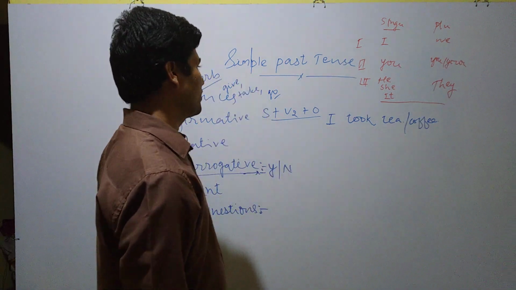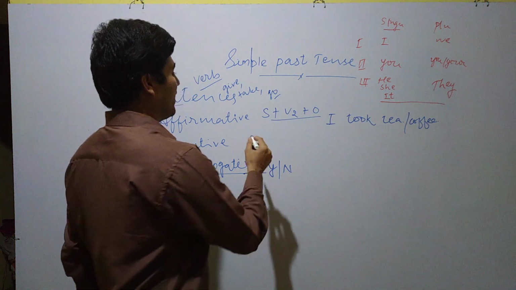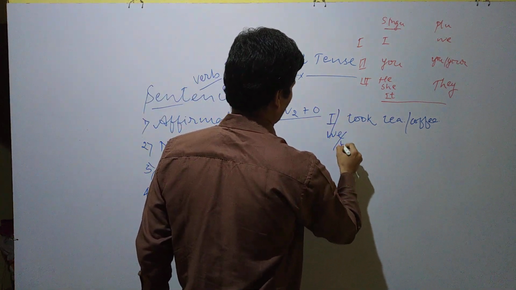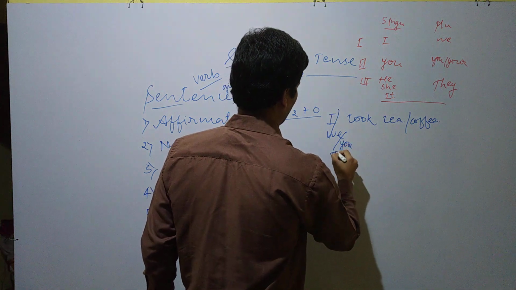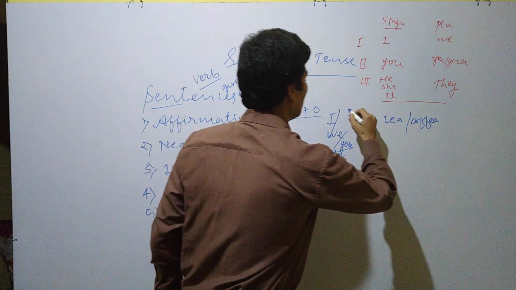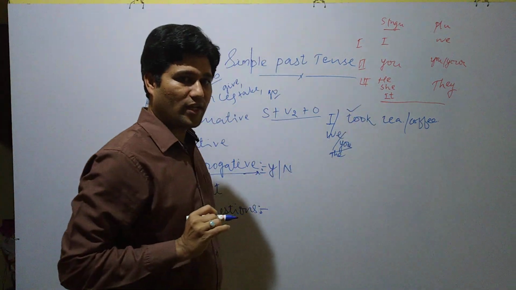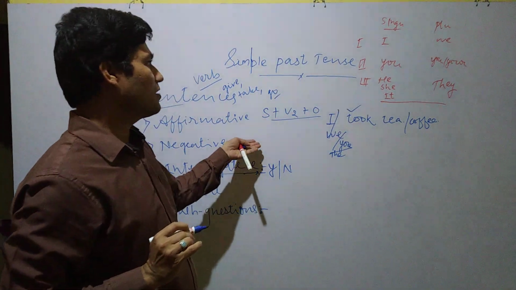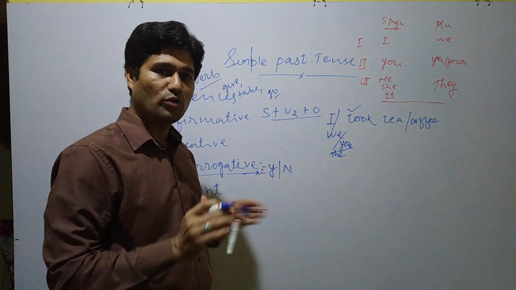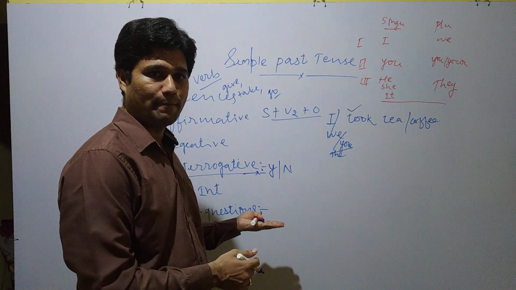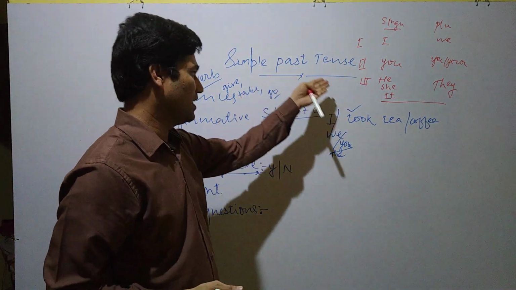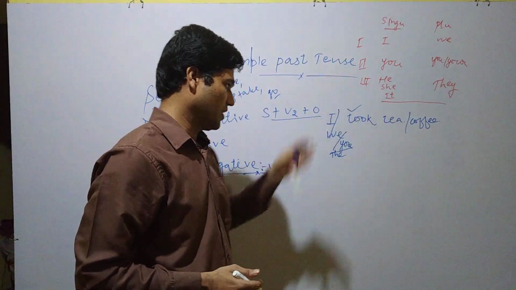Now second, we. Then you can use you, then you can use they. You can use the whole set of subjects, only that rule. As far as simple past tense is concerned, we will understand the differences ahead. So first of all, understand the affirmative sentence in simple past tense according to all the subjects.